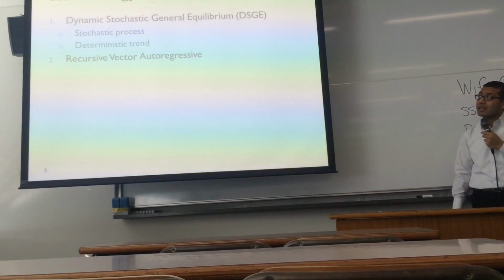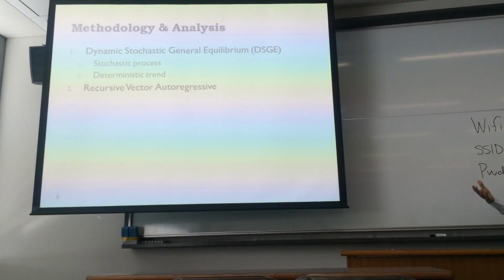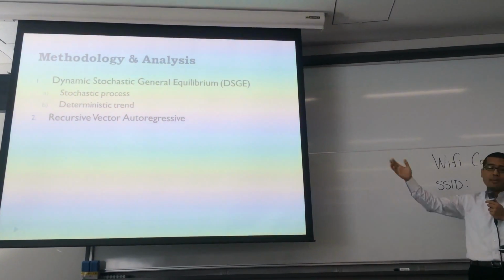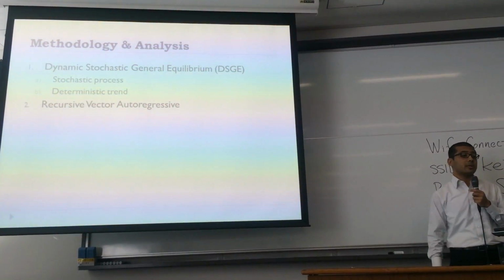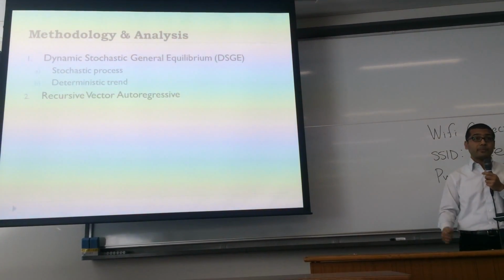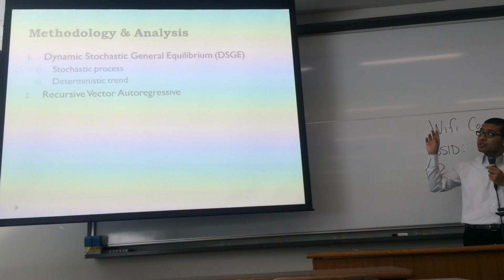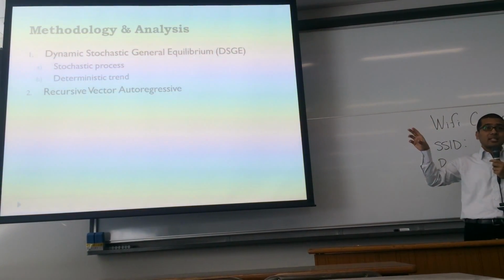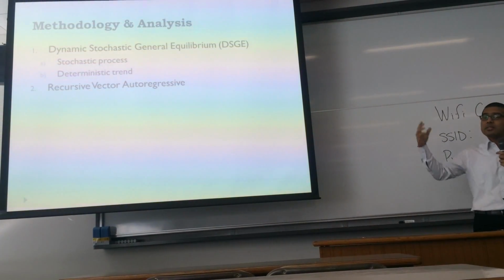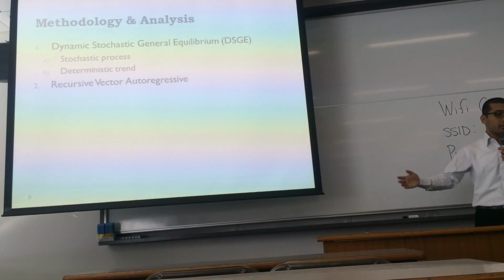So how am I going to study this, the Dutch disease, whether my economy is infected by Dutch disease or not because of the huge remittance inflow? I'm going to use broadly two kinds of models. First, I'm going to use a dynamic stochastic general equilibrium model. In this one, I'm using remittance as a stochastic process, and remittance as a deterministic trend. I will talk about what a stochastic process and a deterministic trend are later on.